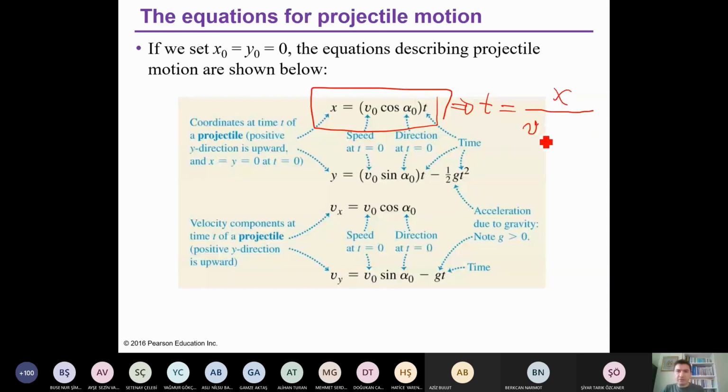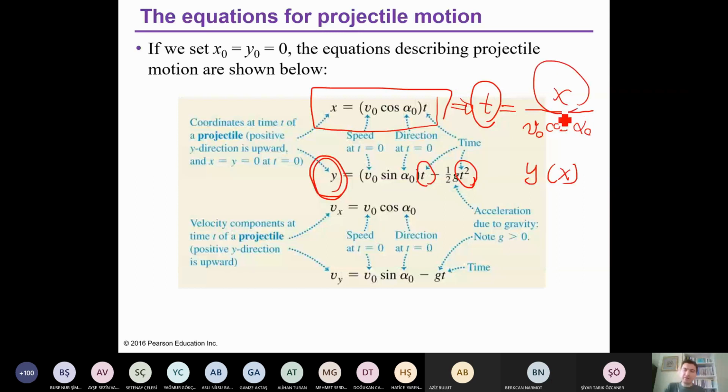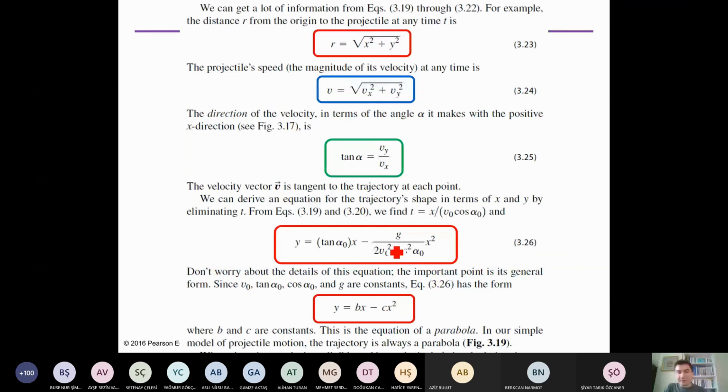V0 cosine alpha 0, right? So just take this t and use it here and use it here. Then I can find the relation between x and y. Since this t contains x, here we have y, which is given by tangent alpha 0 times x minus g over 2 v0 squared times cosine squared alpha 0 times x squared.